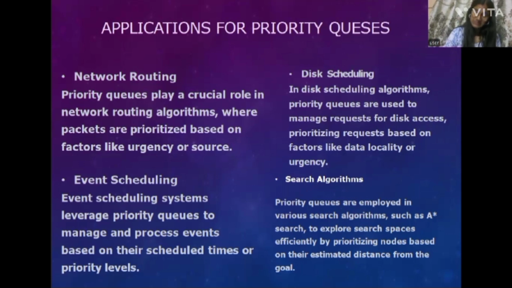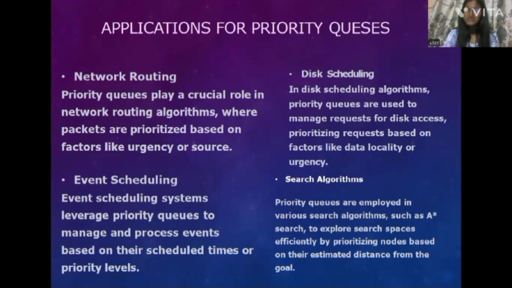Event scheduling systems leverage priority queues to manage and process events based on their scheduled times or priority level. Disk scheduling. In disk scheduling algorithms, priority queues are used to manage requests for disk access, prioritizing requests based on factors like data locality or urgency.